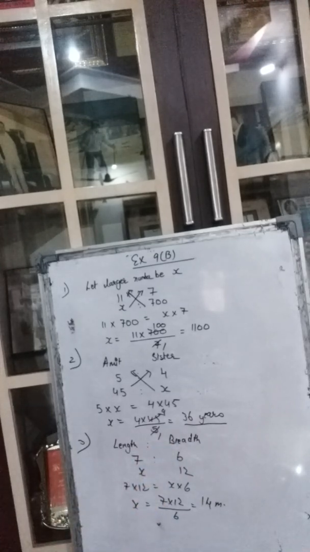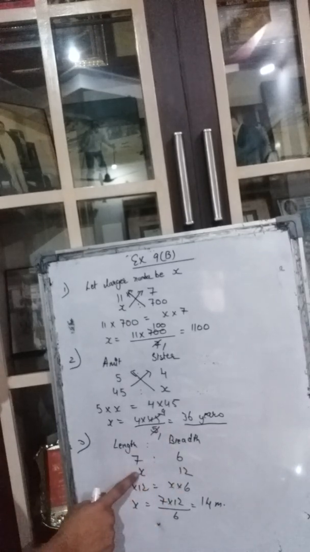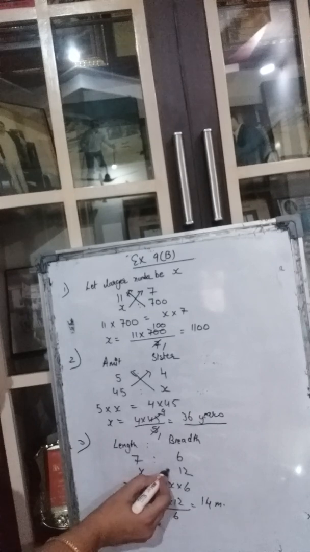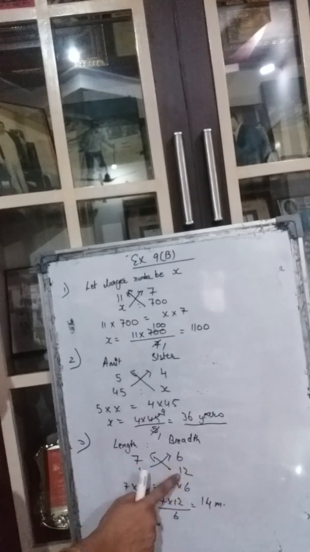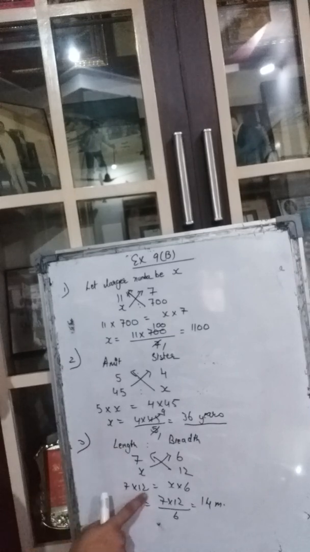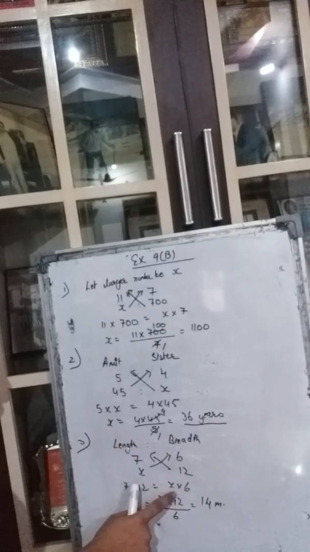Find the length if the breadth is 12 meters. The breadth is 12 meters. We do not know the length. Write x here. Now simply do the cross multiplication. x will go this side, 12 will come this side. 7 into 12 is equal to x into 6. So we have to find the value of x.